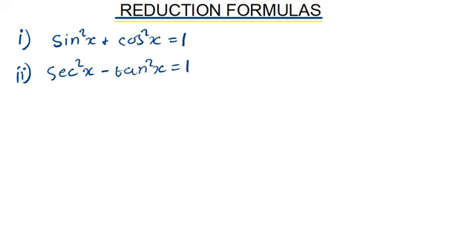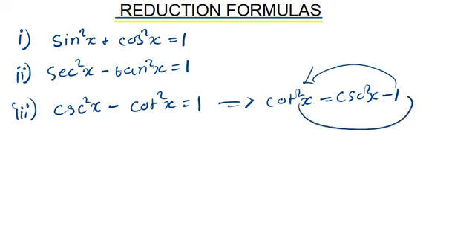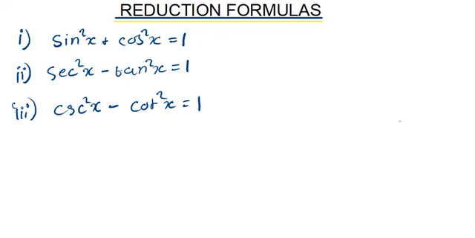Okay, then the third one is cosecant squared of x minus cotangent squared of x is equal to 1. And in most cases for this one, you find that they have written it in the form cotangent squared of x being equal to cosecant squared of x minus 1, which is simply the same thing. The one comes on the other side and becomes a positive, and this one becomes a negative. Okay, so these three identities are very important, and let's try to see how we are using them.